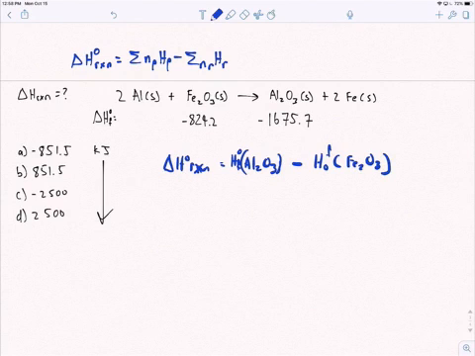So that's the equation. Aluminum is minus 1600 and iron is minus 800. So minus 1600 minus a minus 800 is about negative 800. Right, so the answer is A.